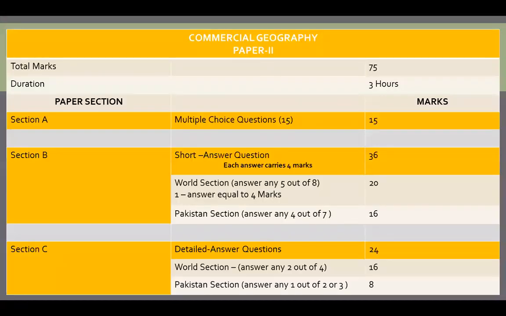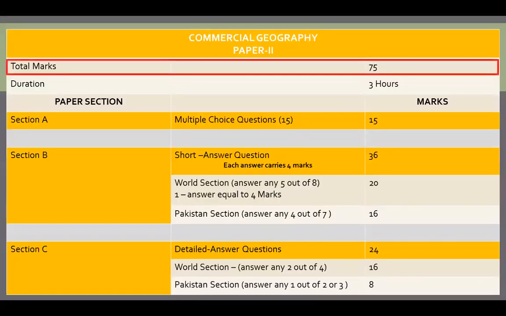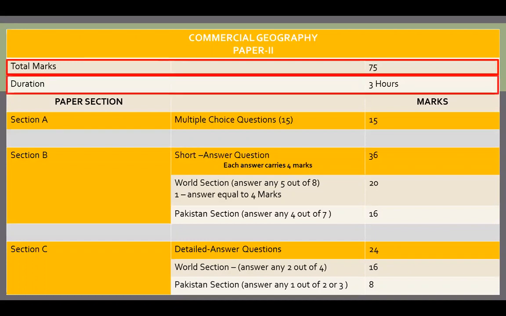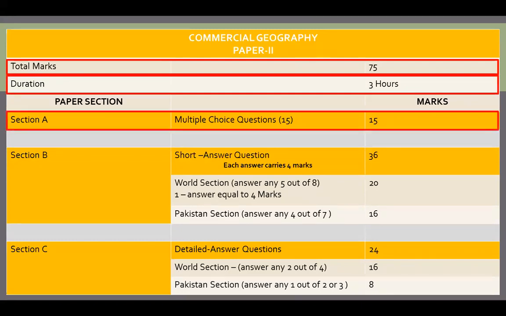Coming to the paper pattern. When it comes to the paper pattern, the paper has 75 total marks, and the duration of the paper is 3 hours. Okay, so we have three sections, A, B, and C in our paper. Section A is about 15 marks, and it has multiple choice questions. It covers all the course, all the topics that come from the world as well as from Pakistan. It covers all the topics, and a student needs to practice lots of short answers and lots of MCQs from their books.